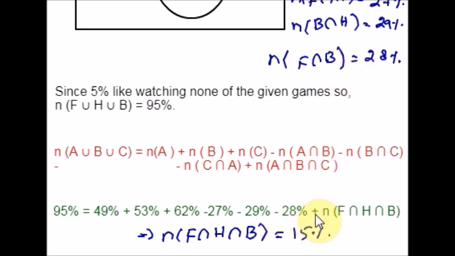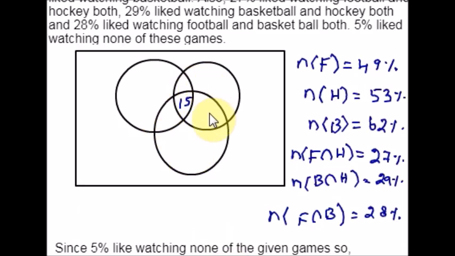Now let's make the Venn diagram as per the information given. The region of intersection of all three circles is 15%. You always have to start from the innermost common region, so this is the region common to all three circles. Okay, 15%. And the region F and H is 27. Already 15 is there, so the leftover is 12.